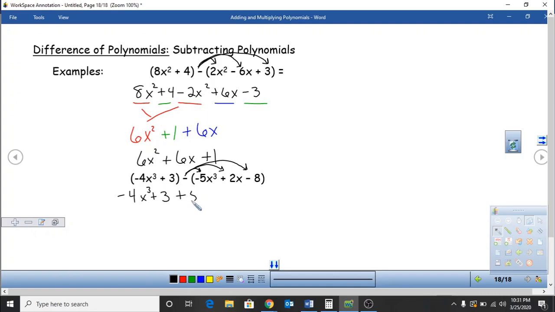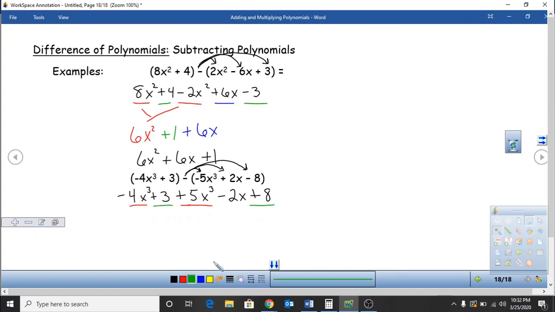So this negative 5x cubed, since it's being affected by this negative sign, is going to flip to a plus 5x cubed. This plus 2x is going to flip over to a minus 2x. And then this minus 8 is going to flip over to a plus 8. So notice how this negative just changed the signs of everything, all right? Again, I'm going to take my color and underline similar or like terms.